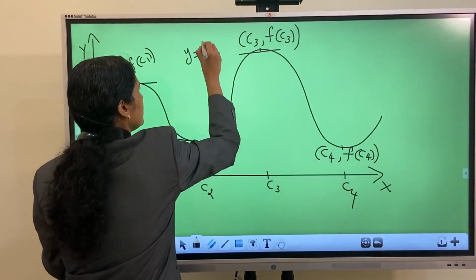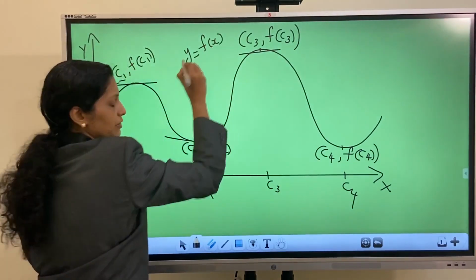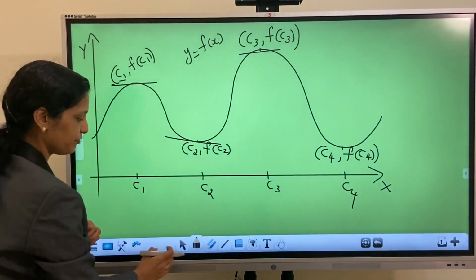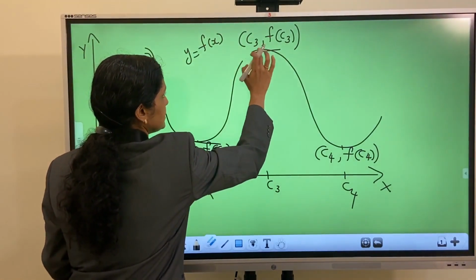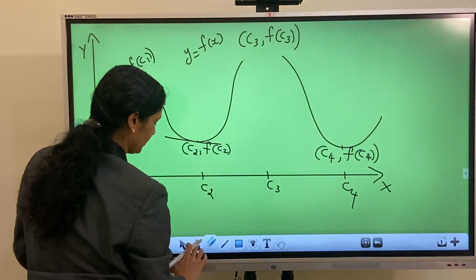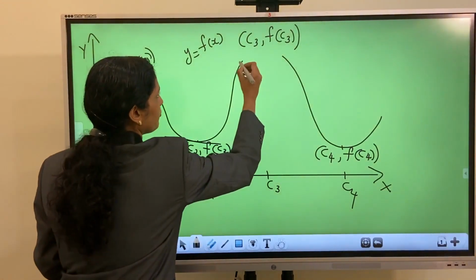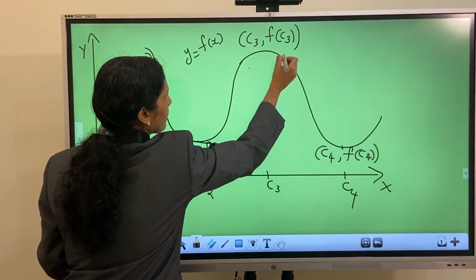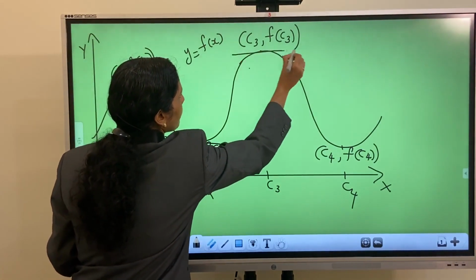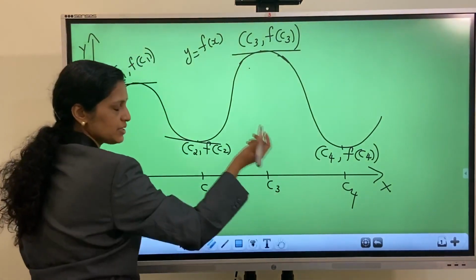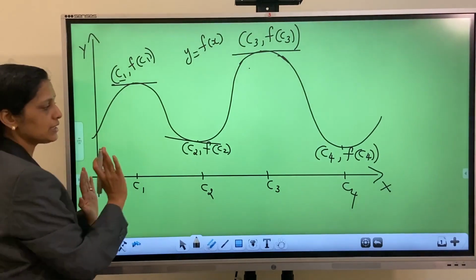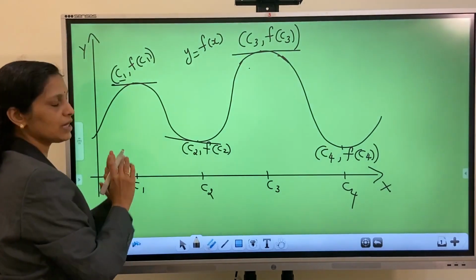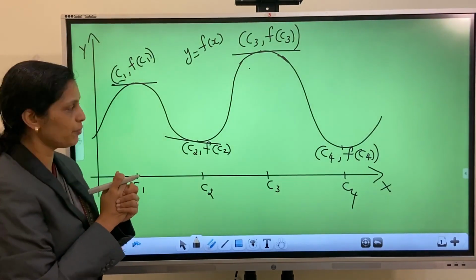If this is the graph of y equal to f of x, we can easily see that these points are the critical points of our function, where the slope of the tangent is equal to 0. These are critical points of our function f of x. Therefore, these are our critical points.